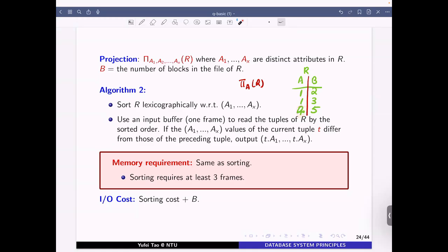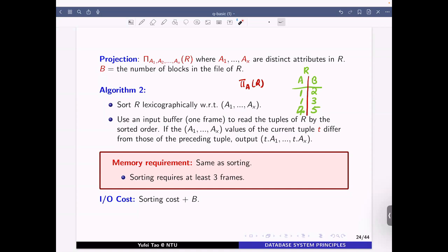So this is how the algorithm works. As you can see, there are two steps. In the first step, you want to sort the relation lexicographically with respect to the sequence of projection attributes, just like here, this A. Why do we want to do this? This is something I explained. After sorting, if two tuples have exactly the same values on A1 to AX, then these tuples must have been arranged into a continuous portion in the sorted list.